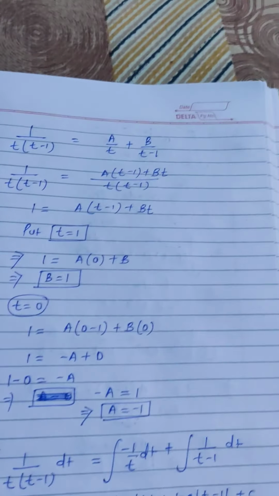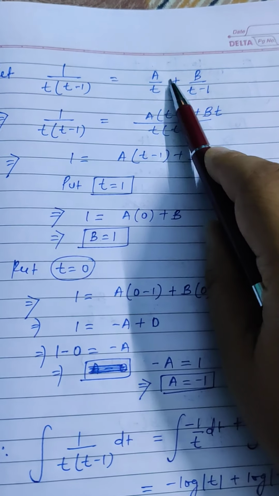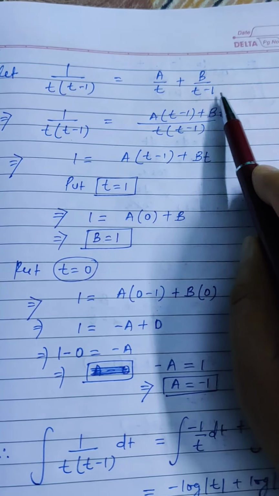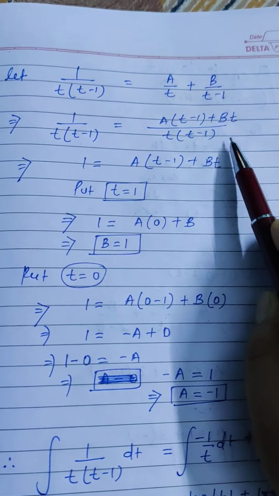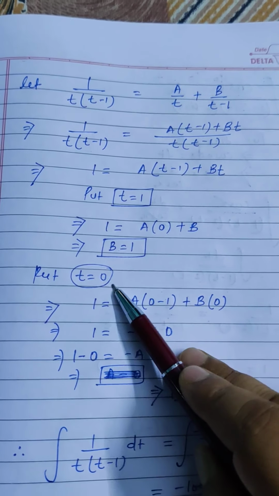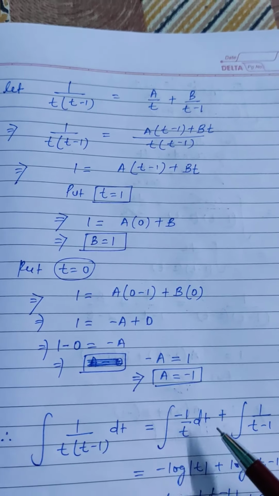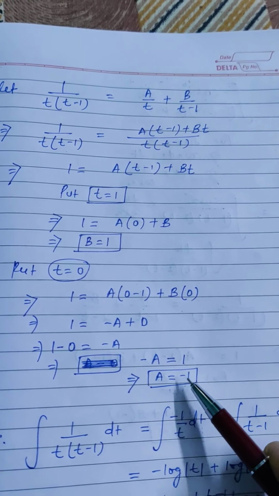Now just solving this using the concept of partial fraction again and splitting it into the form of a by t plus b by (t minus 1), simplifying it and then substituting the values t equal to 1 and t equal to 0, I got the values of b and a. The value of b is 1 and the value of a is minus 1.